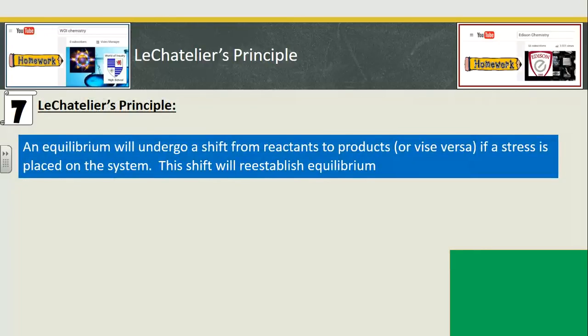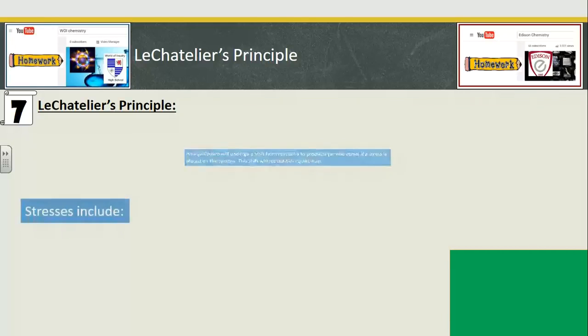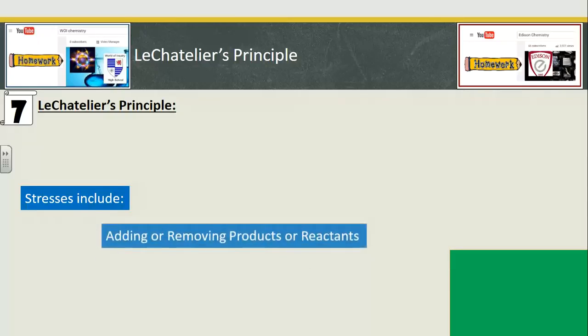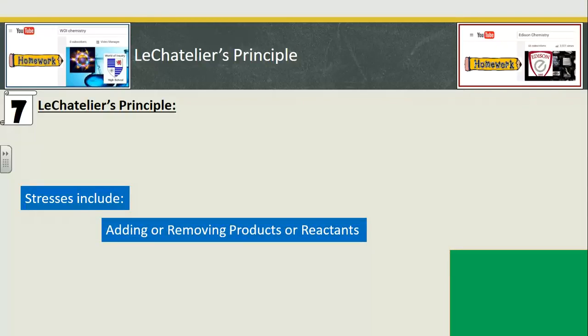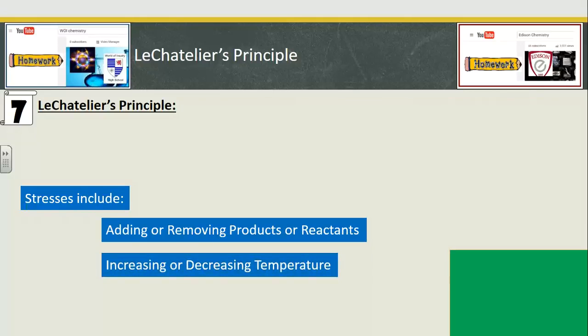Le Chatelier's principle says that an equilibrium will undergo a shift to form reactants to products or vice versa if a stress is placed on the system. The shift will reestablish the equilibrium. The stresses include, I mentioned one already, heat, but adding or removing products or reactants is another one. We can add more students to a class, it gets overcrowded and some want to move to the other classroom, and vice versa, okay? Increasing or decreasing temperature, as I mentioned with the example, hot and cold classrooms, kids want to get in and get out. Some kids like a cold classroom, others do not. So some favor other sides of the reaction.